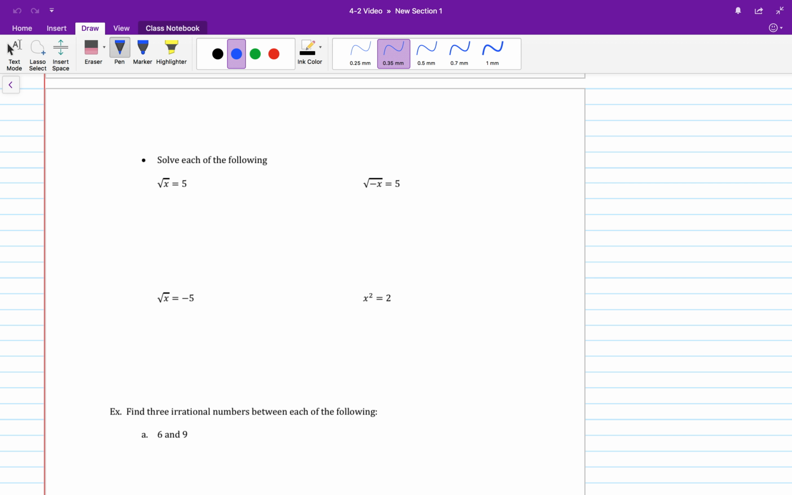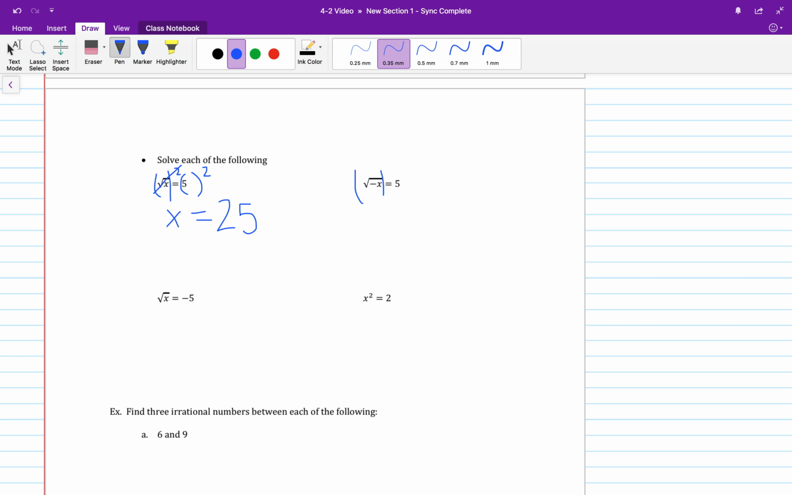So to get rid of a square root, see my x is inside the square root, so I need to get rid of that. I'm going to square both sides. When I square both sides, the square and the square root cancel each other out. So what I'm left with is x equals 25. So the way to get rid of a square root in order to solve for x is to take the square.